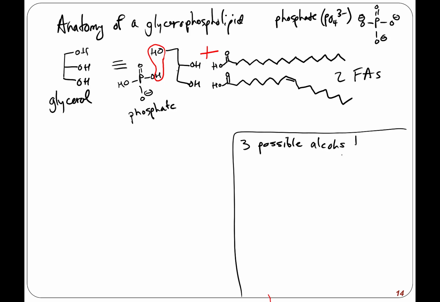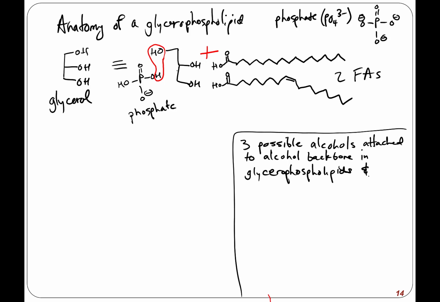that, again, writing while I talk, it's hard for me. Some of you are great multitaskers. So 3 possible alcohols attached to the alcohol backbone. I'm just going to put in glycero, since we're doing this on the other one as well, glycerophospholipids and in sphingolipids. So we don't have to restate that later. Okay, and these are them.